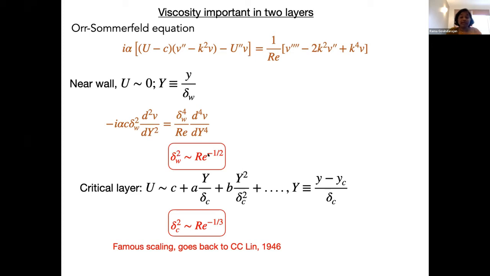delta W should be Reynolds to the minus half. Sorry, typo. Here also it's a typo. There's no square in these things.